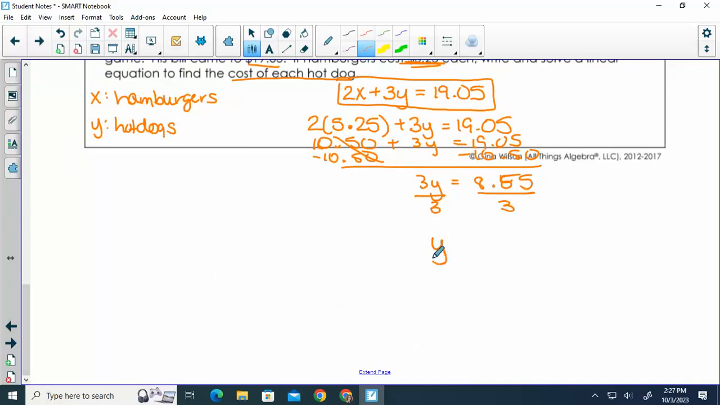Divide by 3, and what do we get? 2.85. Okay, the question was we were finding the cost of each hot dog. So what would my label be here? Dollars. So a hot dog costs $2.85. Any questions on that? Does it help writing out what x and y are?